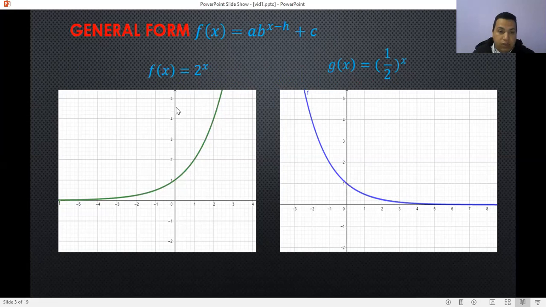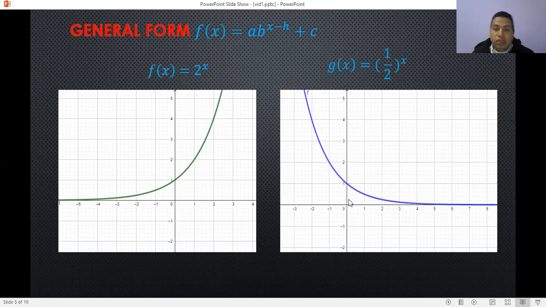We look at the y-axis. Also in this graph, g of x equals half to the power x. Then the base here, which is half, is between 0 and 1. Then in this case, we have a decay. This case is called a growth function, and this case is called a decay function. In this case, the curve of the function is decreasing on the domain of the function, and the domain here is the same as this one, R.